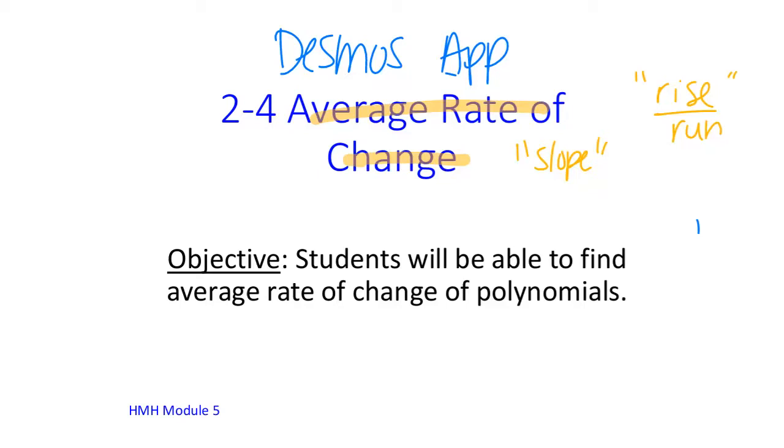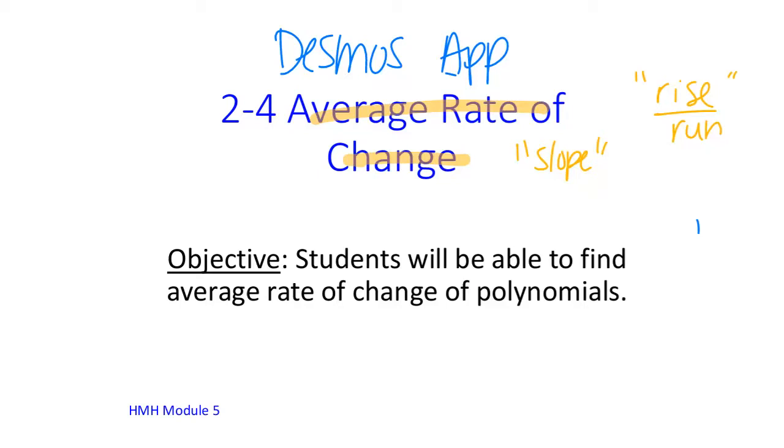So if you think about the rise, it goes up and down. So that's talking about the y values going up and down. So the change in y over the run, which is the x-axis. So it's the change in y's over the change in x, okay?